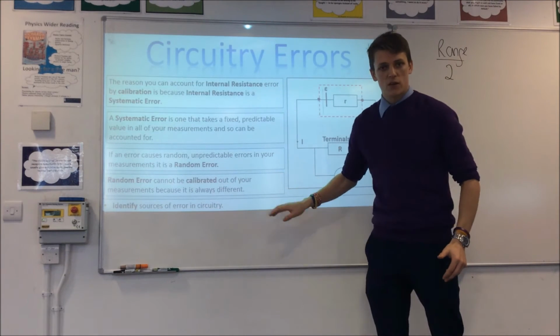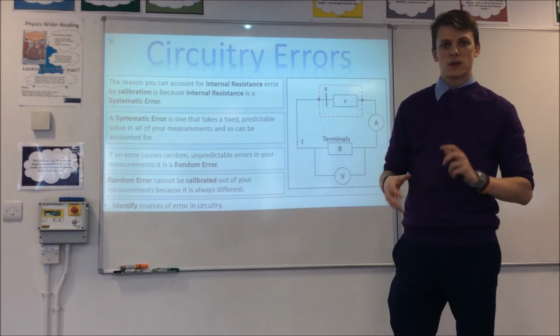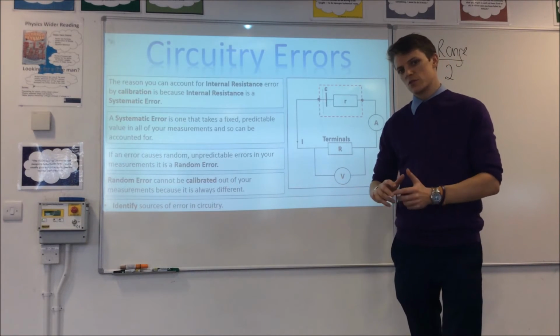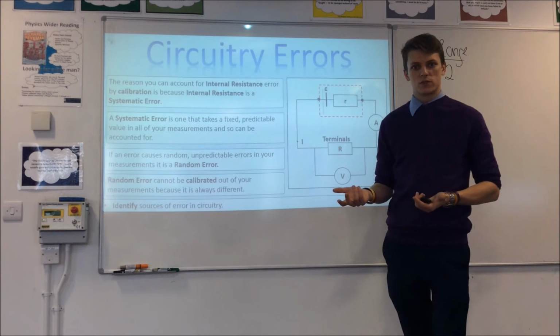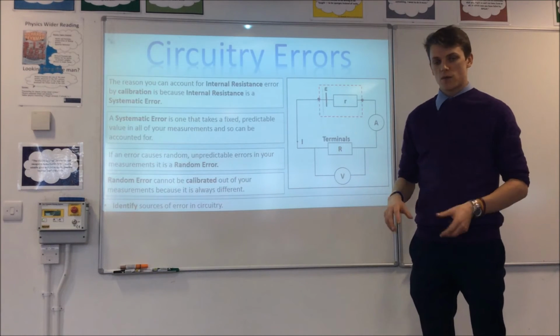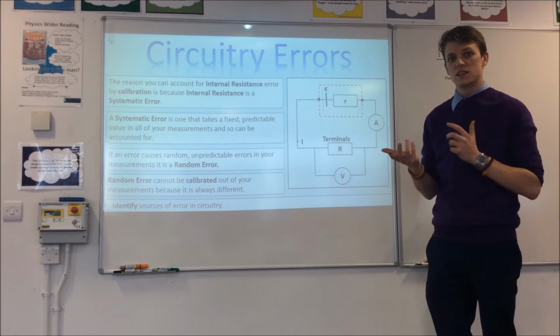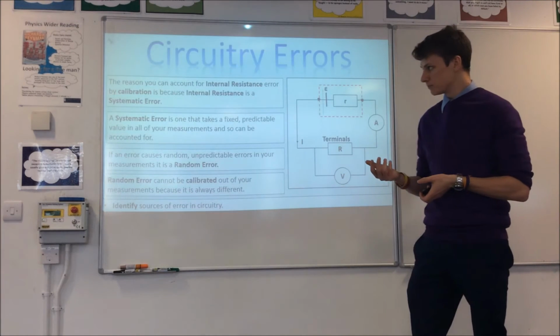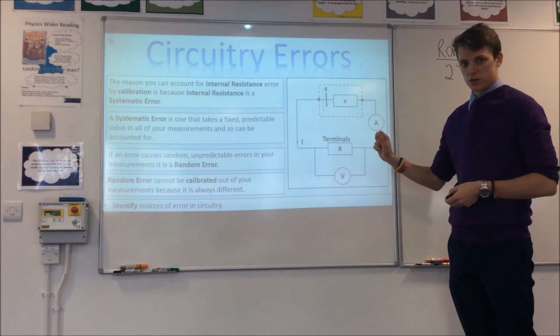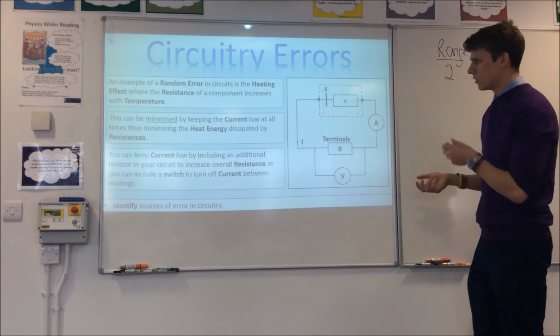The other type of error is a random type error. This is when the error takes unpredictable values that change every time, so you never know how it's going to affect your results. So you can't calibrate for it because you don't know what it is. So you have to think of other strategies for dealing with those types of errors. Okay, so that's one type of error in your circuitry. Let's have a look at a few more.